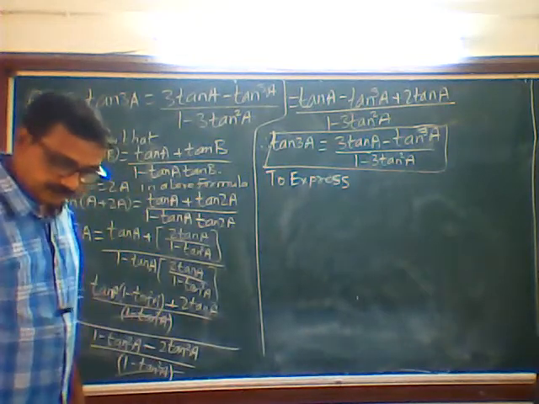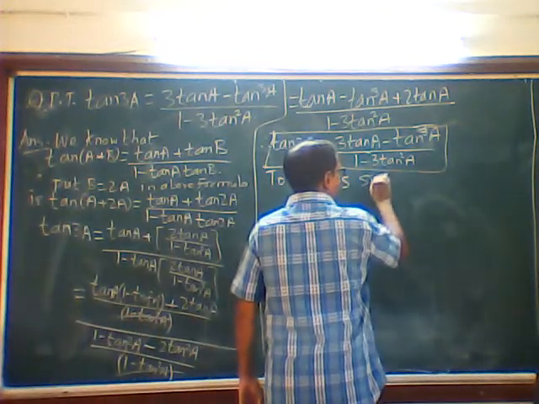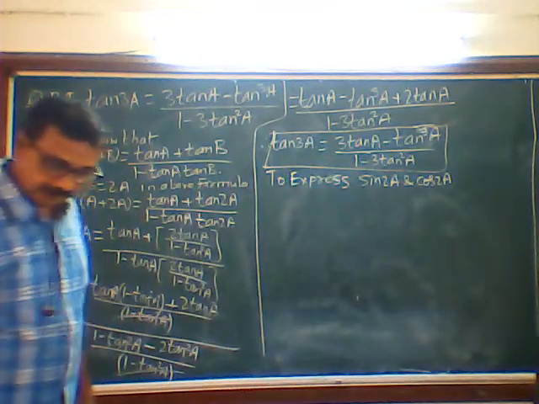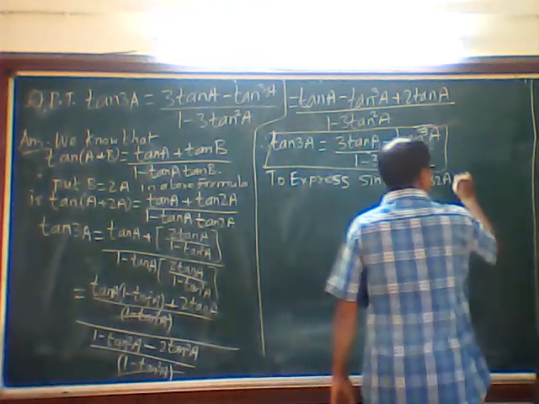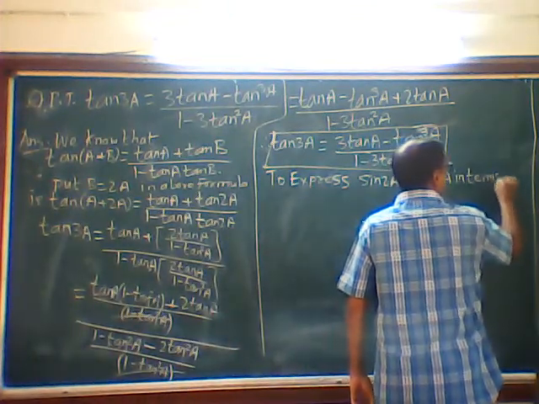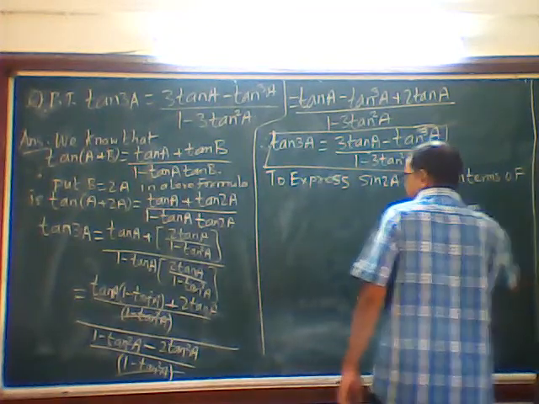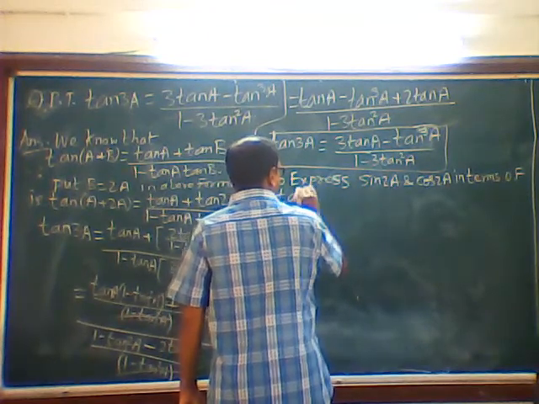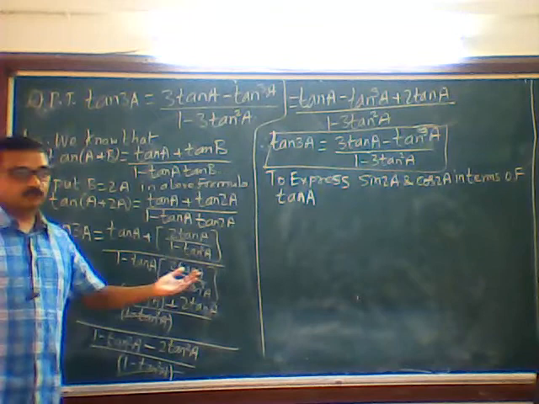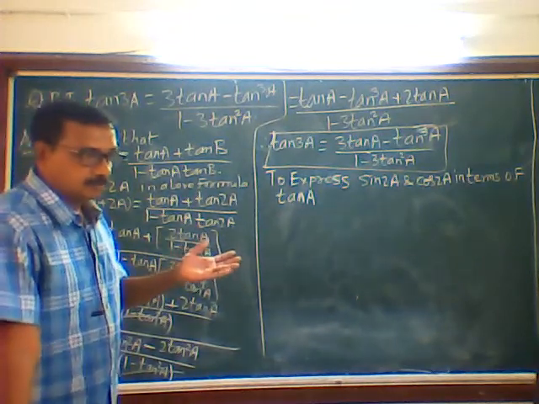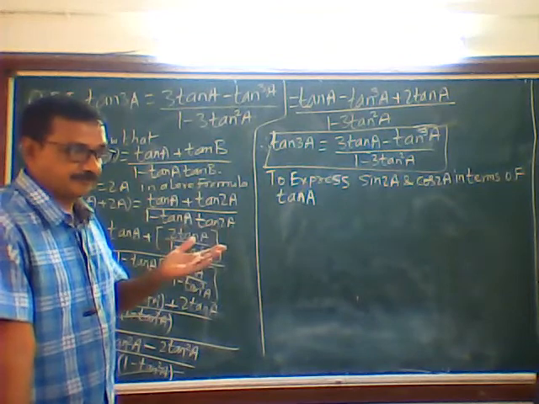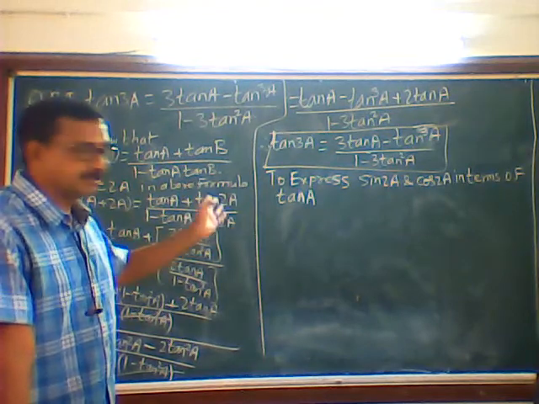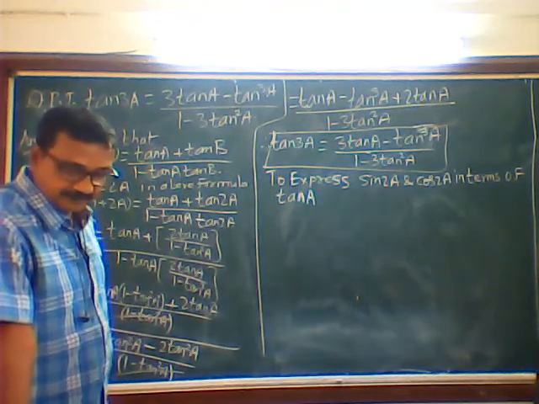To express sin 2a and cos 2a in terms of tan A. In terms of tan means sin 2a answer you know. Sin 2a is what? Sin 2a is 2 sin a cos a. It was in terms of sin and cos a. But now he wants the answer of sin 2a in terms of tan. How that we will get it, we will see.